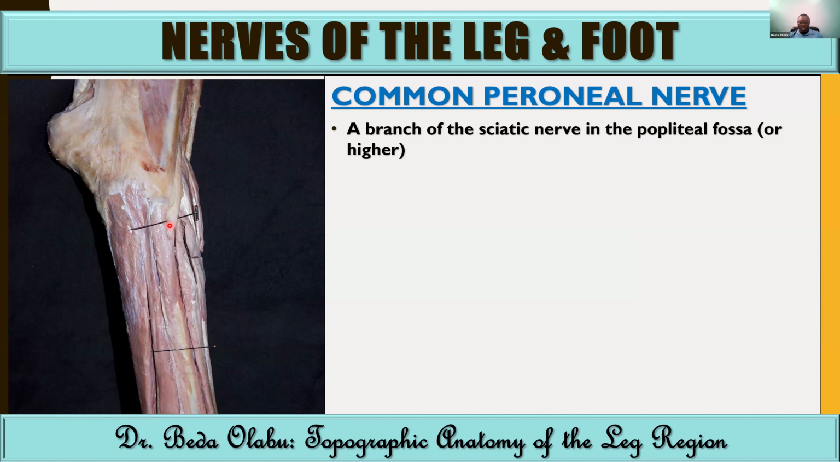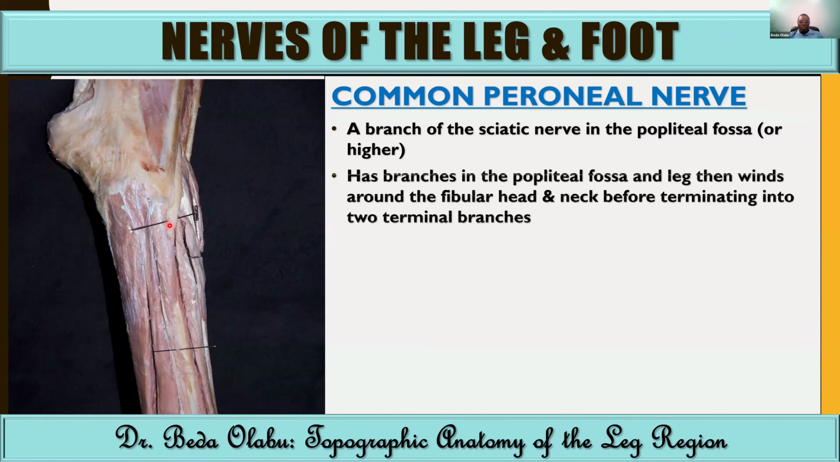Common peroneal nerve is one of the terminal branches of the sciatic nerve. We know that already. It can divide anywhere, but usually by the time we're in the popliteal fossa, it's already separated from the tibial nerve. It terminates via two branches almost immediately beyond this point into deep and superficial peroneal. So the deep peroneal will go to the anterior compartment, and superficial peroneal will go to the lateral compartment of the leg.